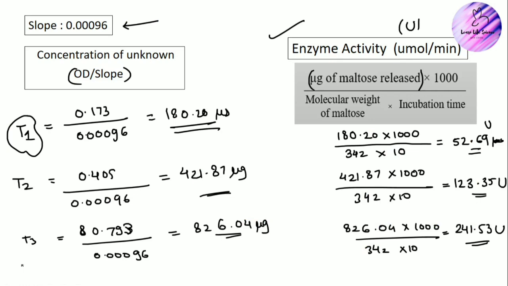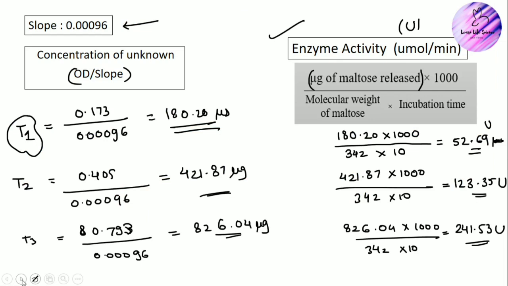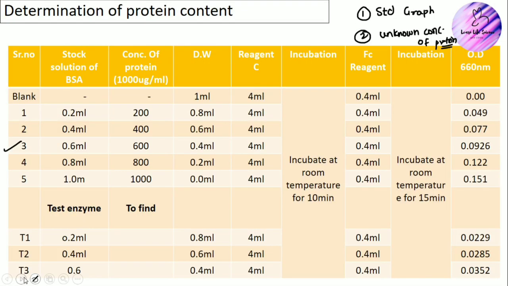For example, here you have added 0.2 ml of enzyme, so how much concentration? Similarly for 0.4 ml, how much concentration, and similarly 0.6 ml, how much concentration. This you are going to get through this protocol. We are going to compare each and everything accurately. Remember that accuracy is the most important thing while performing such protocols.